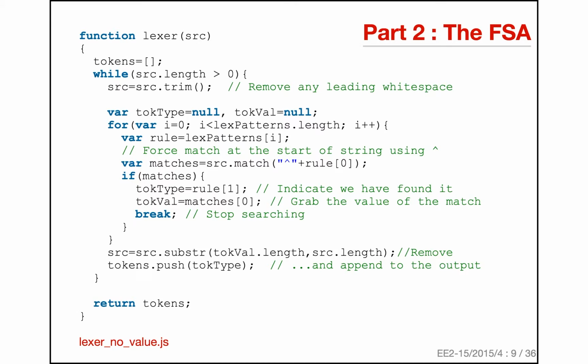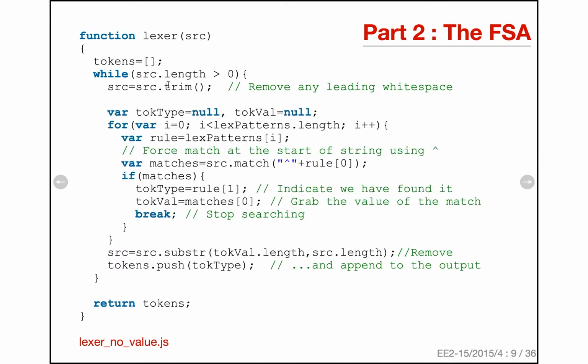Here is my actual lexer. I call it a lexer. I could call it a finite state automata. So the lexer is going to take in a string, and what it's going to produce is a sequence of tokens. While there is something left inside the string, the first thing it will do is trim any leading white space. This trim function will take any white space characters off the beginning or the end and return the trimmed string. So now source starts with a non-white space character.